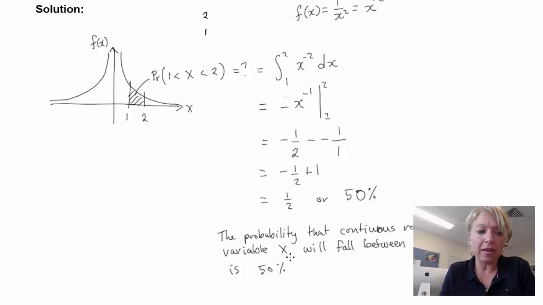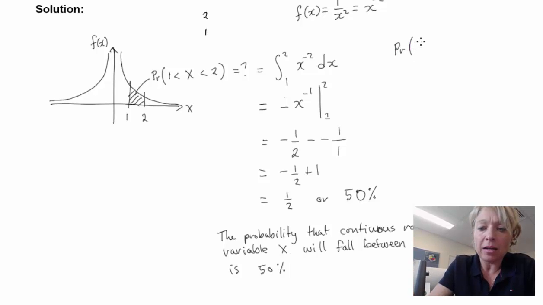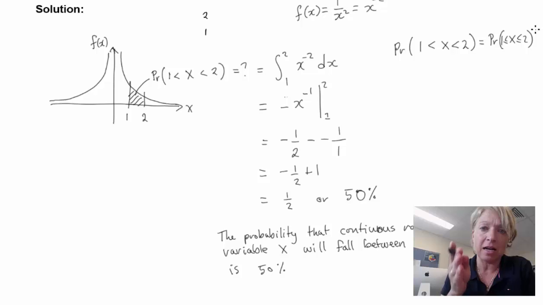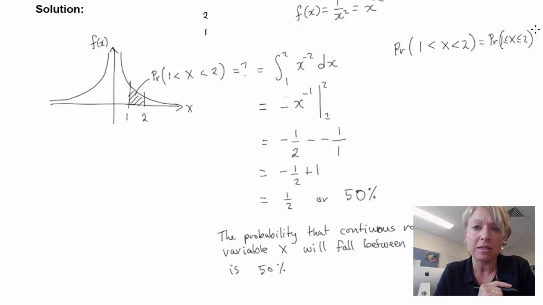It's worth noting at this point that the probability that x is greater than 1 and less than 2 equals the probability that x is greater than or equal to 1 and less than or equal to 2, because of the continuous random variable and the fact that the probability of an exact number occurring is 0, as discussed in the previous section.